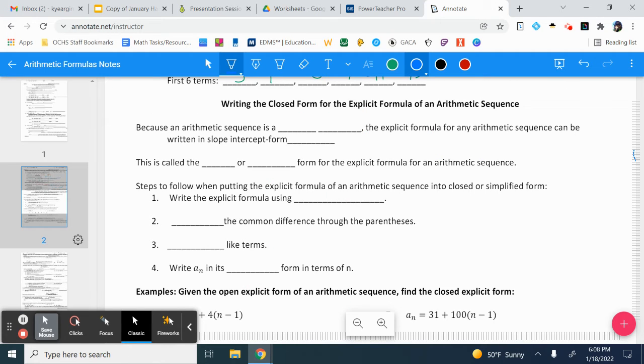Now let's move through. This is going to give you some specific notes about the closed formula for the explicit arithmetic. Because the arithmetic sequence is a linear function, because we're adding every time, we say that this can be written in slope-intercept form. And remember, slope-intercept form is y equals mx plus b. This is called the closed or simplified form.